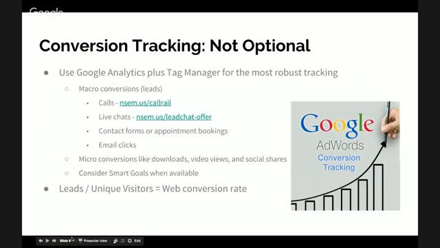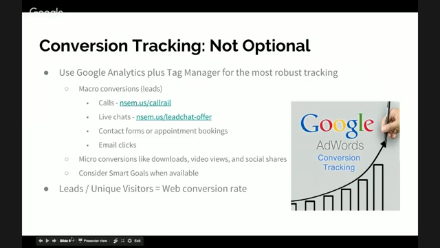Now, you want to track as many conversions on your site as possible because that's going to help you by opening up the ability to do automated bidding within the Google AdWords platform. So other conversions you may consider are things like downloads, video views, or social shares, and these are often referred to as micro conversions.